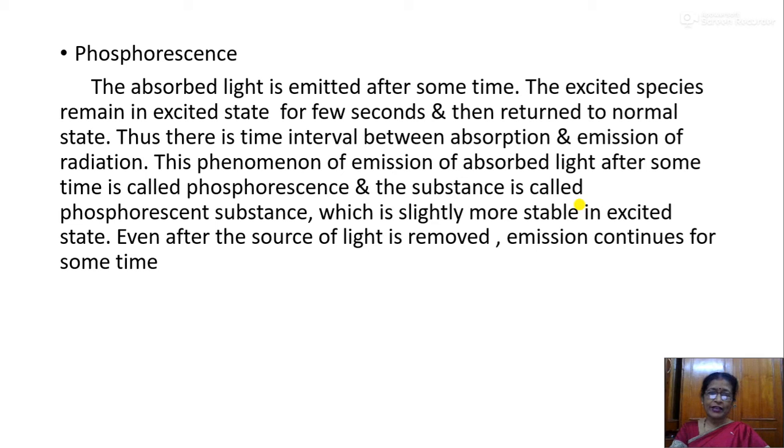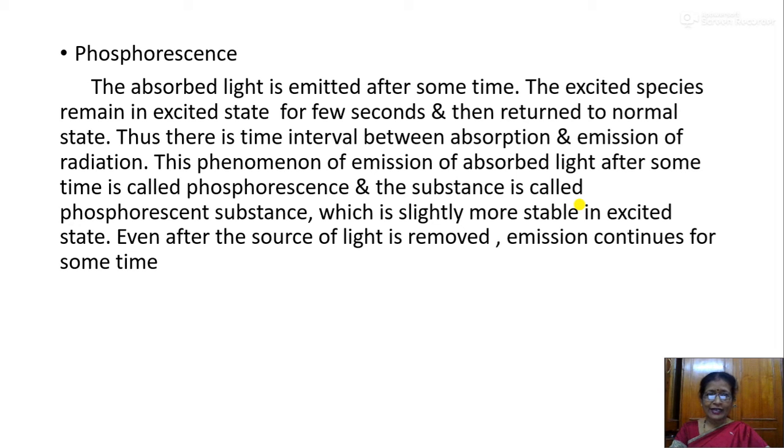What is phosphorescence? The absorbed light is emitted after some time. The excited species remain in the excited state for a few seconds and then return to the normal state. Thus, there is a time interval between the absorption and emission of radiation. This phenomenon of emission of absorbed light after some time is called phosphorescence, and the substance is called a phosphorescent substance, which is slightly more stable in the excited state. Even after the source of light is removed, the emission continues for some time.